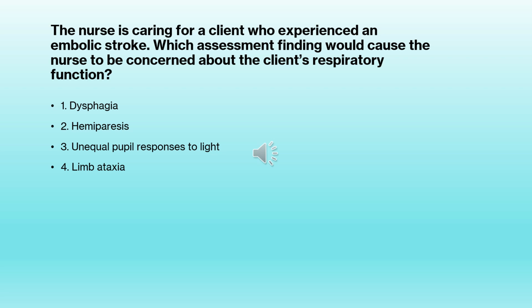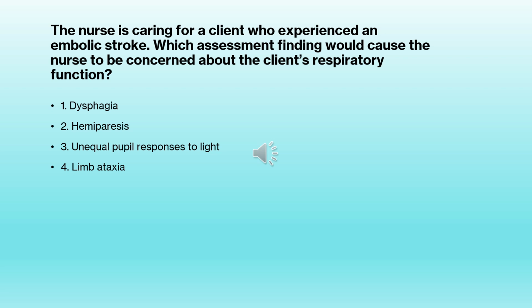Remember, a person with dysphagia, what are they at risk for? A person with dysphagia is at risk for altered nutrition. Dysphagia is difficulty swallowing, right? So they're at risk for altered nutrition, but they're also at high risk for aspiration pneumonia. Aspiration pneumonia directly impacting the patient's respiratory risk. So that would be our answer.